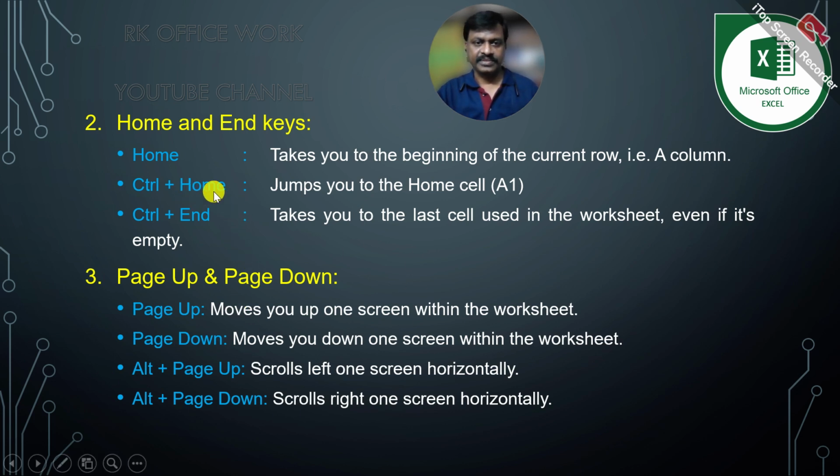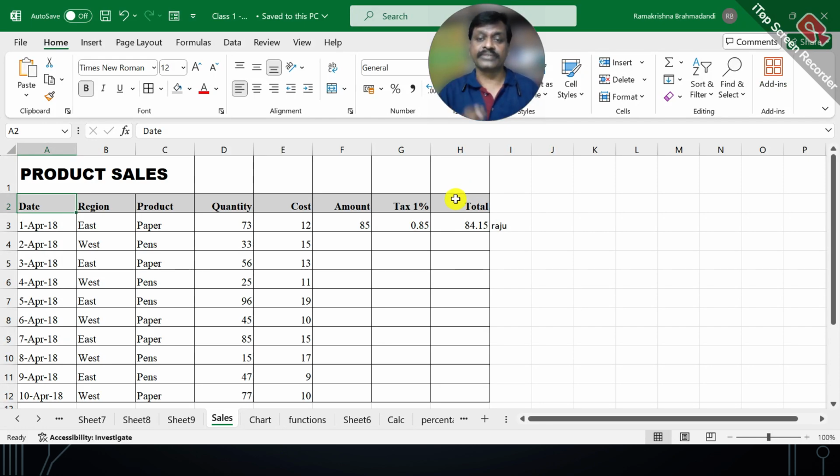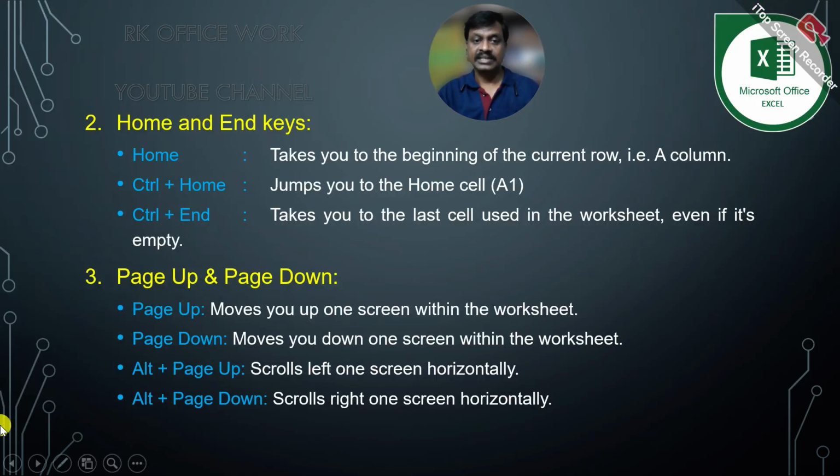Next, Control Home. Just now we learned. Whenever you press Control Home, the cell pointer goes to the A1 cell, which is known as the home cell. So the A1 cell is known as the home cell. It is an interview question. Do remember. All right, so I am here and I want to go to the home cell. Press Control Home. See, the cell pointer is here, A1 cell, right?